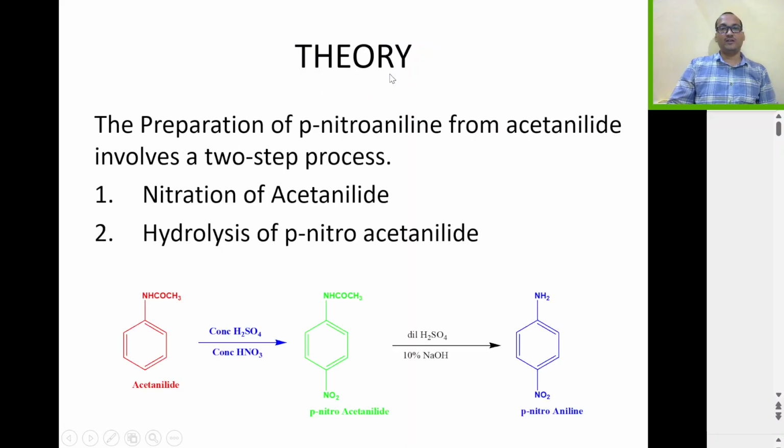So what is the theory or principle behind this experiment? The preparation of para-nitroaniline from acetanilide involves a two-step process. First is nitration of acetanilide, then second step is hydrolysis of para-nitroacetanilide.